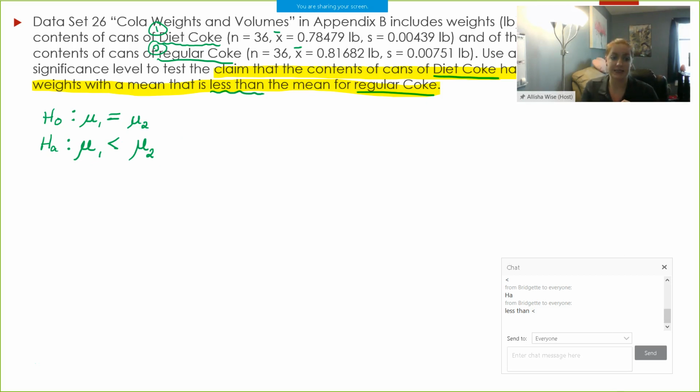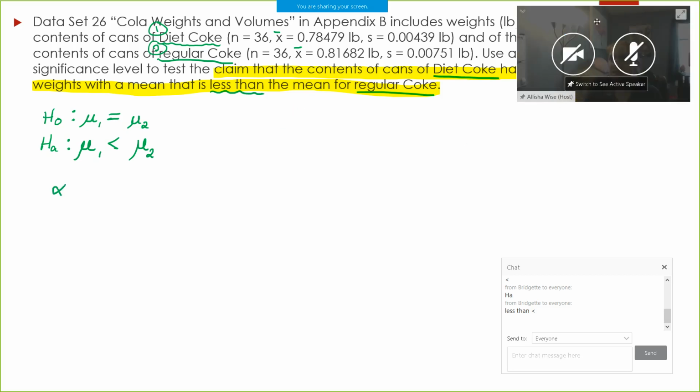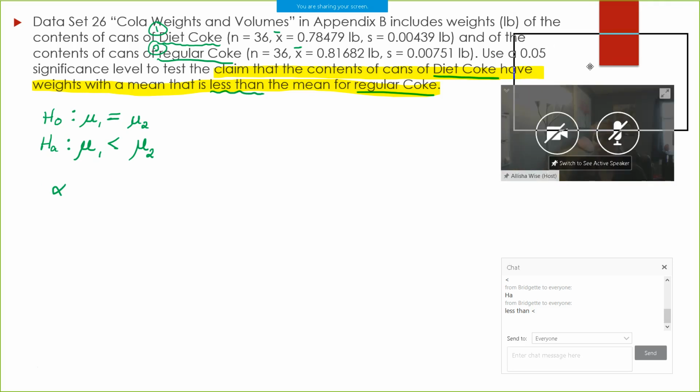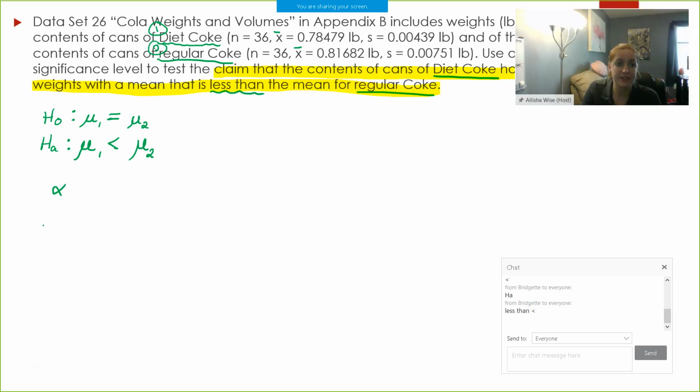Very similar to last week. Now, step 4, because 1 through 3 is all done. Step 4, we need to figure out our significance level, which is actually given. I just covered it up. It's 0.05. It's our favorite, 0.05.